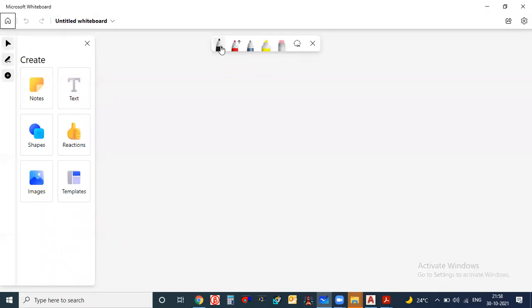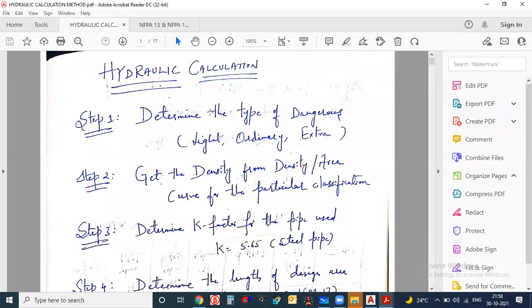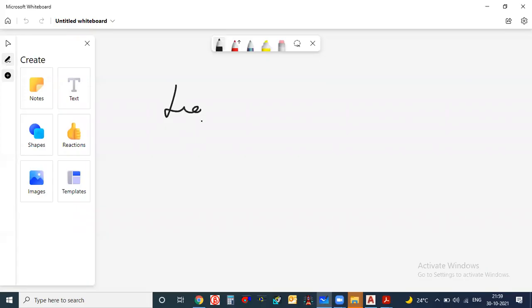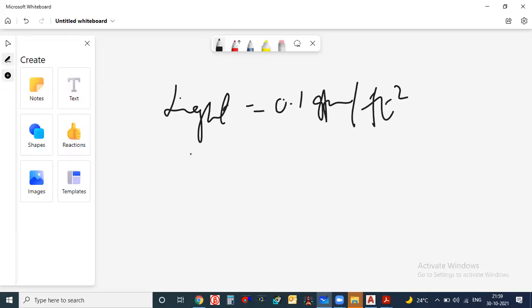So the very first step whenever you are doing any hydraulic calculation is to determine which building and which type of hazard we are dealing with, like ordinary or extra hazard. This will obviously be our first step. Once we have that, the second step is to get the density from the density area curve. We have seen the density area curve also: for light hazard it is 0.1 GPM per square feet, and for ordinary hazard I think it is 0.15 GPM per square feet.